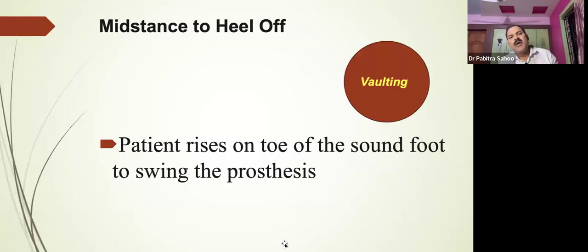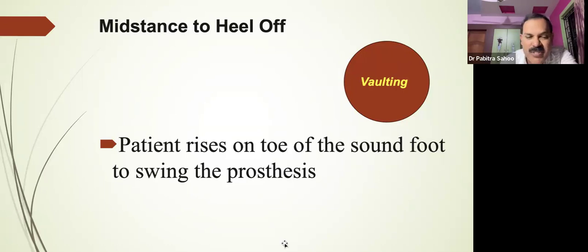Then coming to the next phase of the gait, mid stance to heel up. In this, the common gait abnormality is vaulting. Vaulting means the patient will hip up, trying to lift that side of the pelvis up to clear the foot from the ground. The patient tries to raise the toes on the sound, healthy side to swing the prosthesis. So what are the possible causes? The best way we can see is that maybe the prosthesis is longer, so he is trying to clear the ground by elevating the pelvis, standing on the tip of the toe on the healthy side.